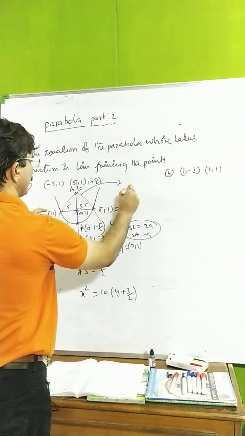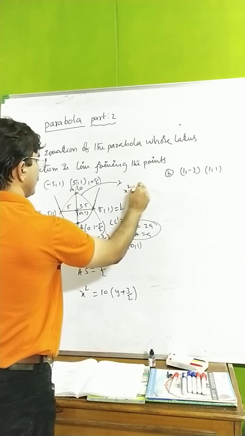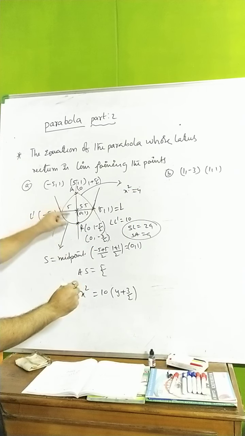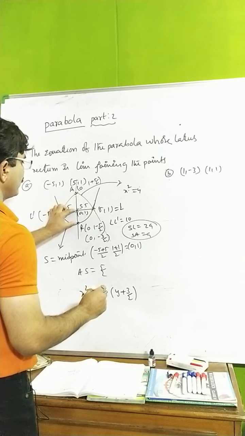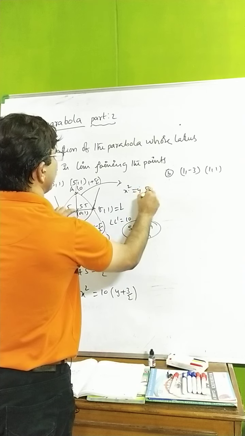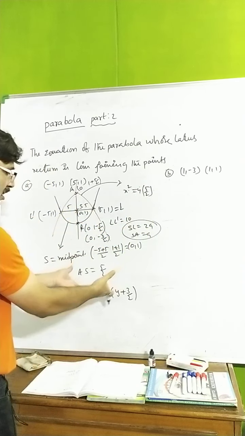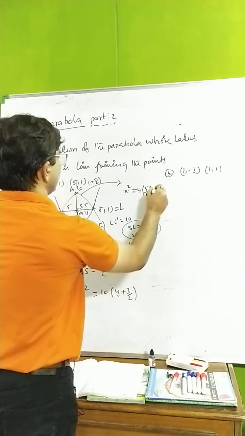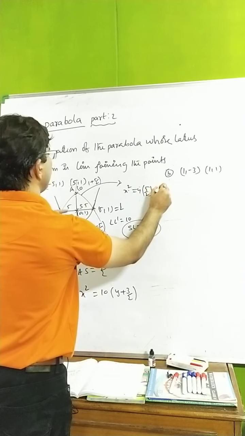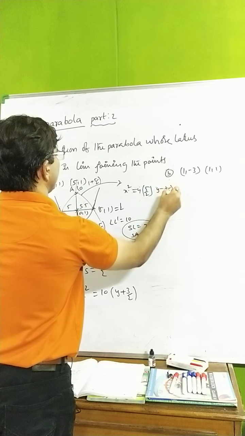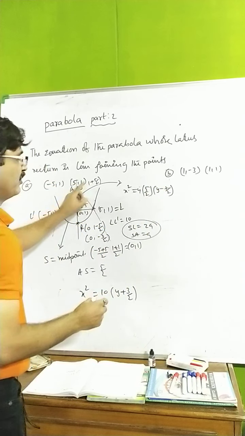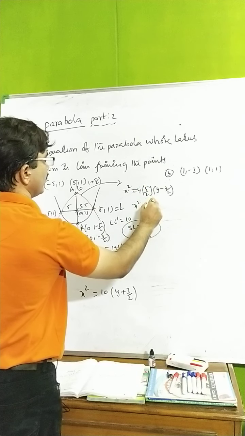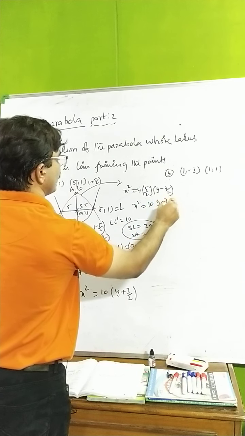X minus 0 whole square means x square is equal to 4 into A. A is what? 5 by 2 is there. Need not worry. 5 by 2 I am writing a little bit clearly here. Here directly I wrote 10. No need to worry. And here y minus 7 by 2. You have to write y minus 7 by 2 because here 7 by 2 you are getting. So the answer is x square is equal to 10 times y minus 7 by 2, we got it.